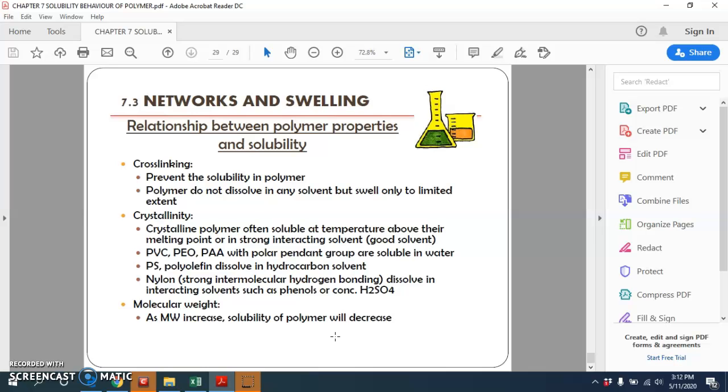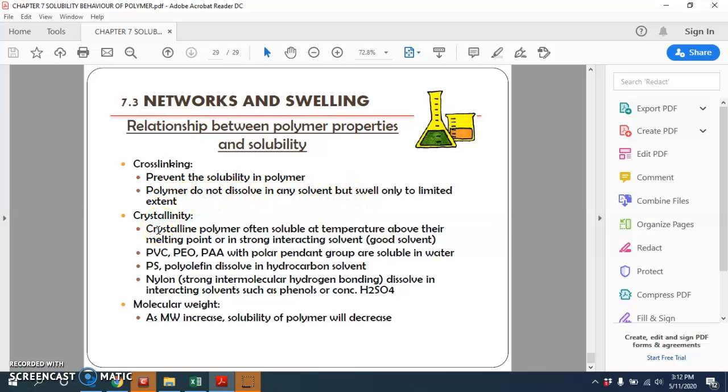So, the relationship between polymer properties and solubility. First, in terms of cross-linking, cross-linking prevents solubility in the polymer. If the material has high cross-linking, then it cannot dissolve. The polymer does not dissolve in any solvent but swells only to a limited extent.